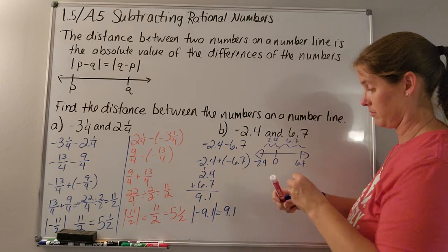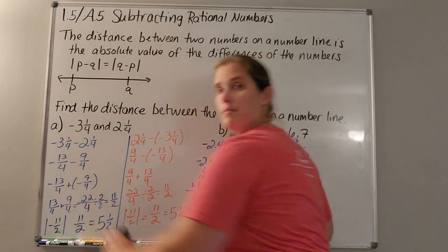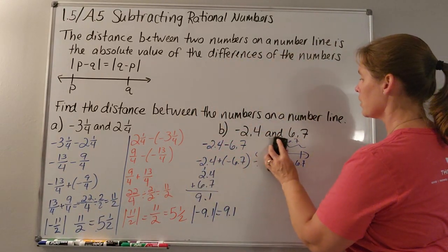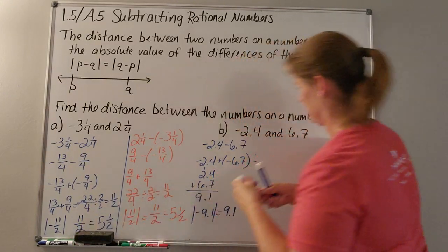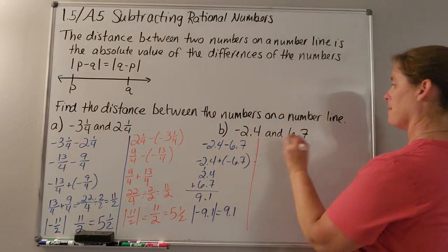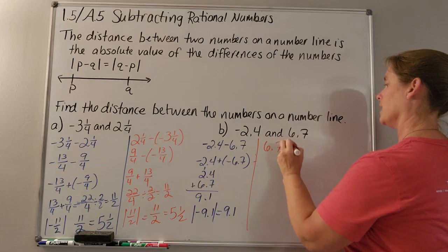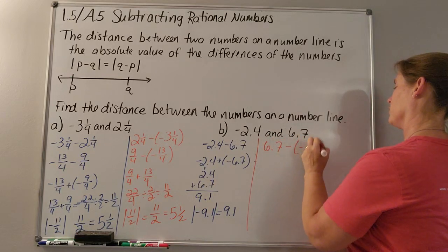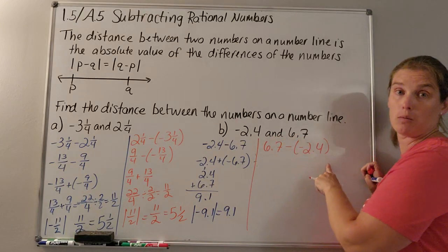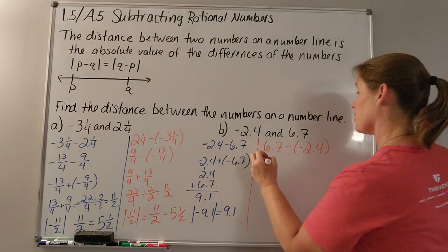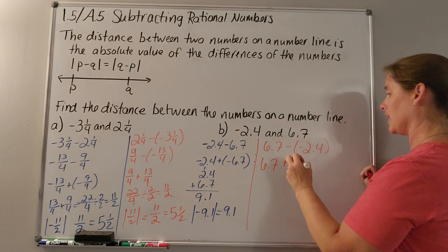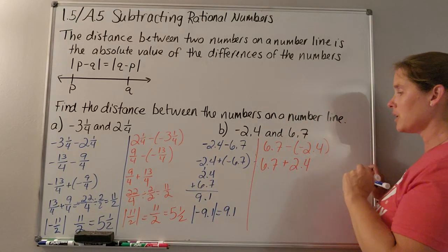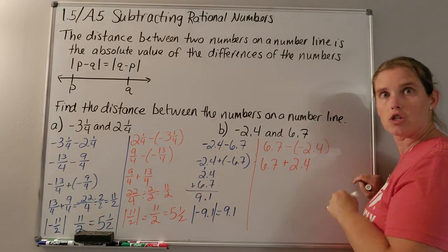All right. But if you said, no, I really want to do bigger minus smaller. Okie dokie. Let's do that. No problem. Bigger minus smaller. 6.7 minus negative 2.4. Keep change opposite. Keep 6.7 plus 2.4. Hey, look at that. I know how to do that. I'm adding two positive numbers.